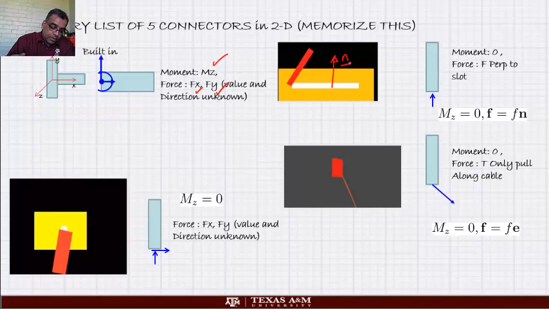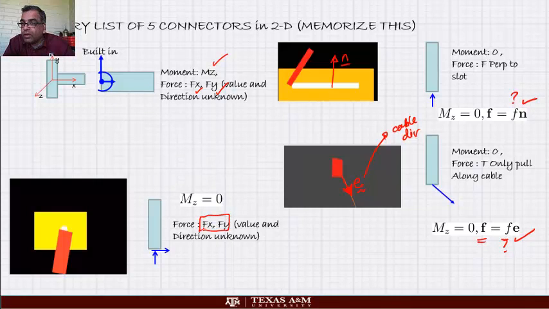Okay. The last one is our cable, and in our cable connection, the force is along the cable. This is the E direction, cable direction, and the force has unknown magnitude but known direction. Unknown magnitude, known direction. Can you see here? It's unknown magnitude and direction, so Fx and Fy are there. Here, unknown magnitude, known direction. In this case, the direction is perpendicular to the slot. In this case, the direction is along the cable.